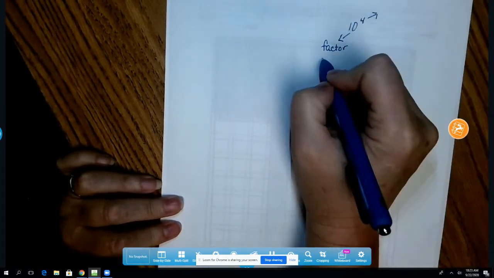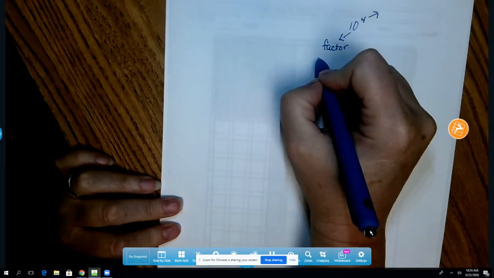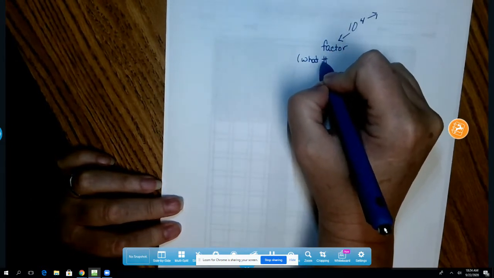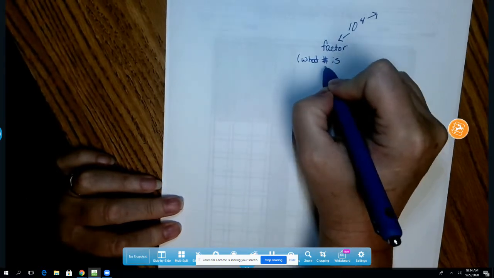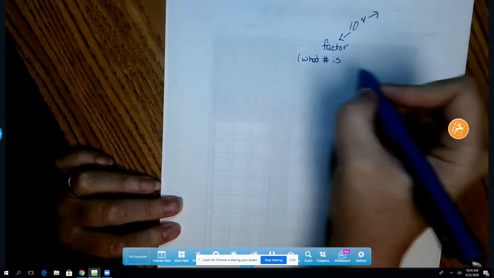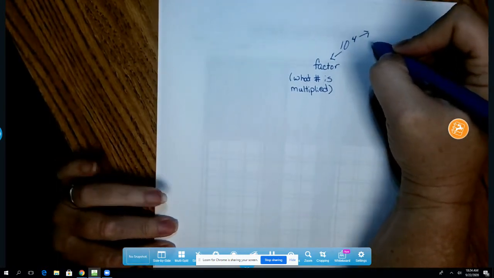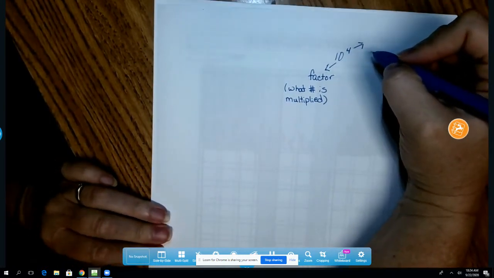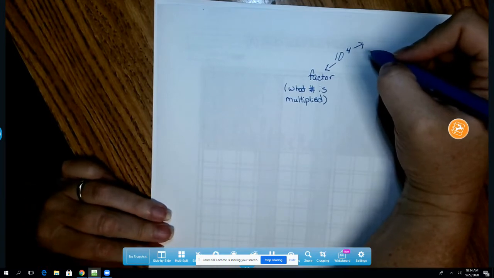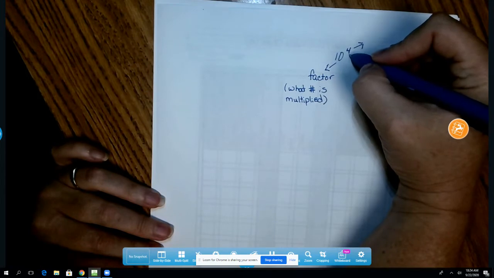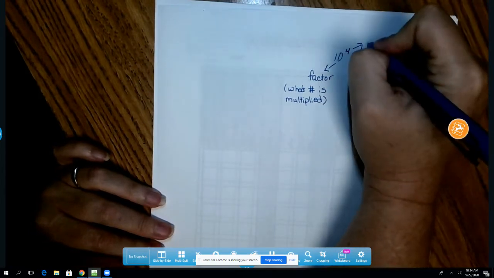The factor tells you what number is being multiplied. Yes, this is a number sign, not a hashtag. Okay, and the exponent tells you how many times that number is being multiplied times itself, not times the number of the exponent. Okay.